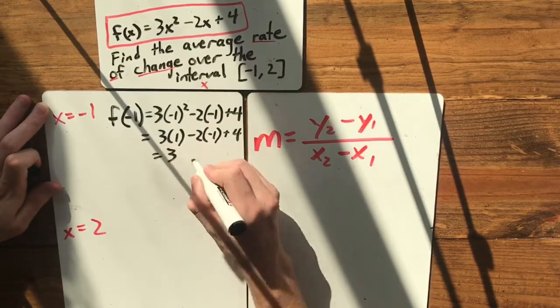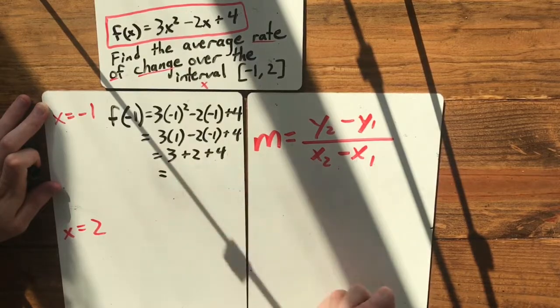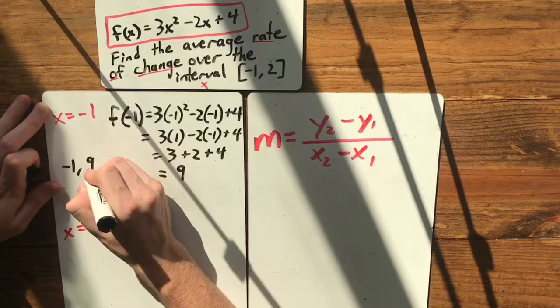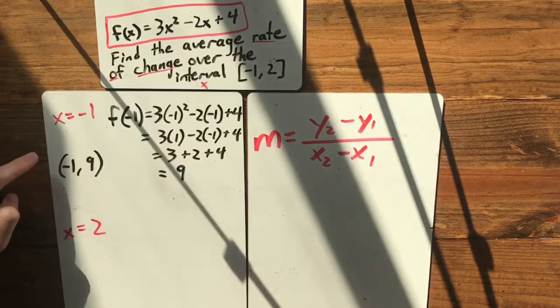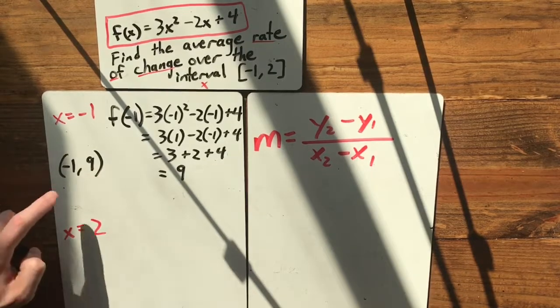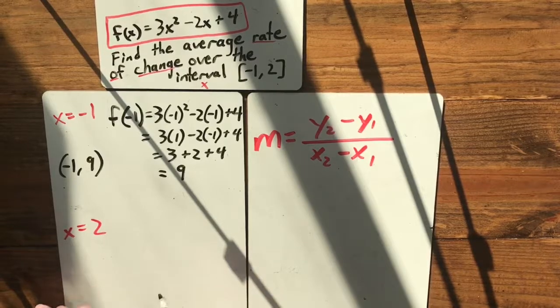We've got 3 plus 2 plus 4. 3 plus 2 is 5, plus 4 gives us 9. When we put in a -1, we got out a 9. F of -1 was 9. That is the output when the input was -1. So we have a point. We're going to let that be our first point. And now we need a second point.